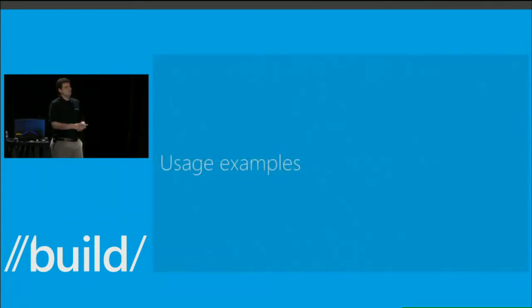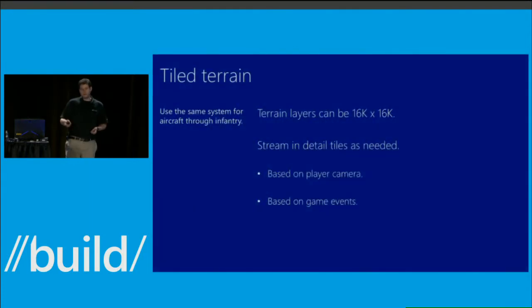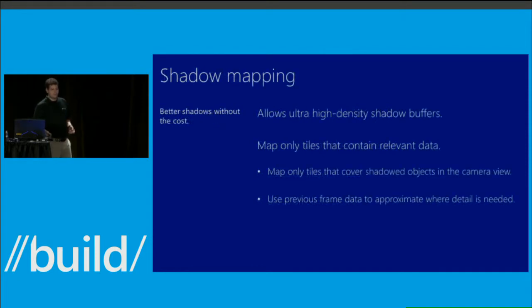So let's talk about some usage examples for tiled resources. One of the most straightforward ways you can adopt tiled resources is in your terrain system. This is the example used in the Mars demo. Your terrain layers can be 16,384 by 16,384. You can stream in tiles as needed based on the player view or based on game events. For example, if you know that you're going to be leaving a building, you can preload the tiles for the terrain outside the building. But there are some other examples as well of great uses of tiled resources.